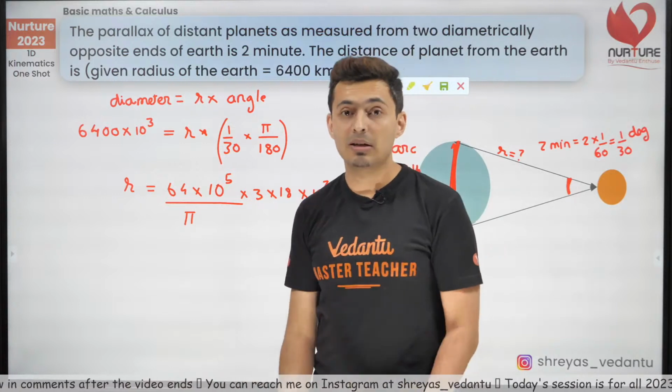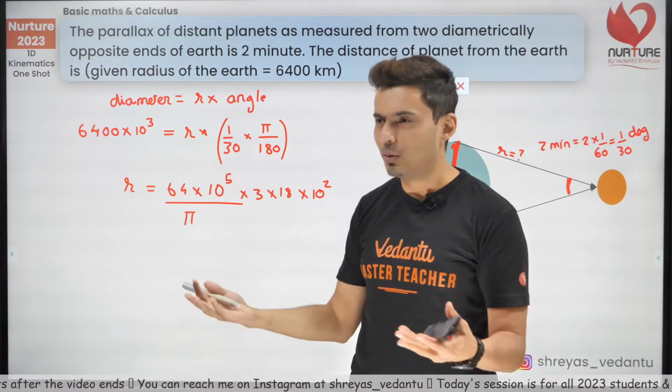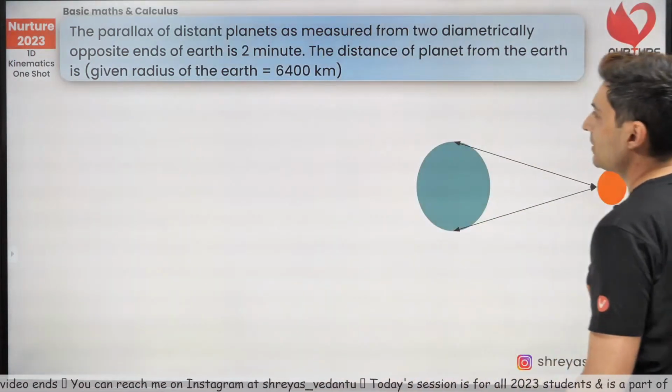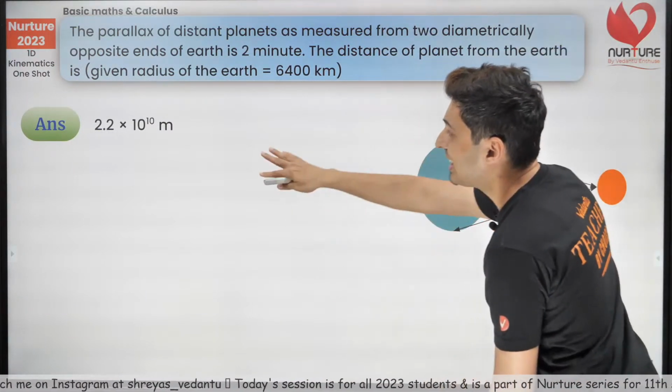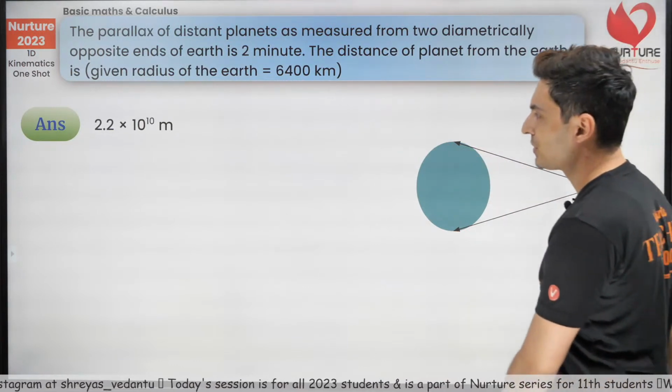A lot of you are like, sir, what the hell is parallax method? Now you know it. Never miss a problem on parallax method. Okay, very good. So the answer comes out to be 2.2 into 10 to the power 10 meters. That's huge. Yeah, that's very huge.